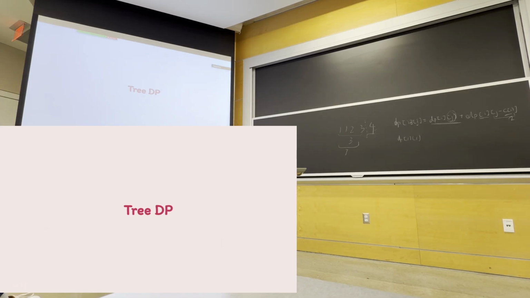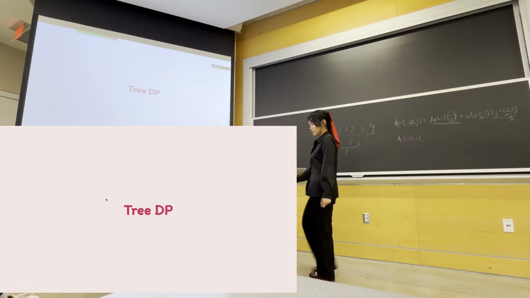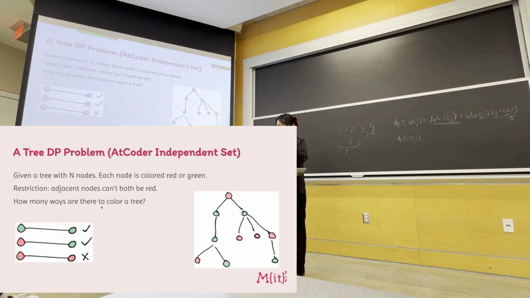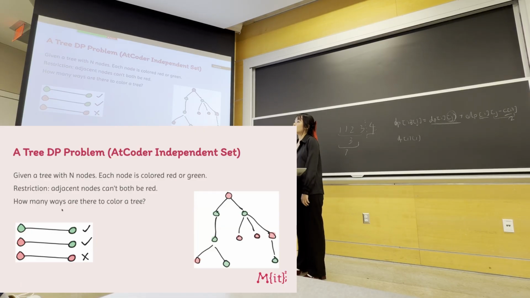Our next topic is tree DP. We talked about trees earlier, so now let's look at a DP problem for it. We're given a tree with n nodes, and each node is colored either red or green, and our only restriction is that adjacent nodes can't both be red. The question is, how many ways are there to color the tree? Greens can be near either, but reds can't be near another red.